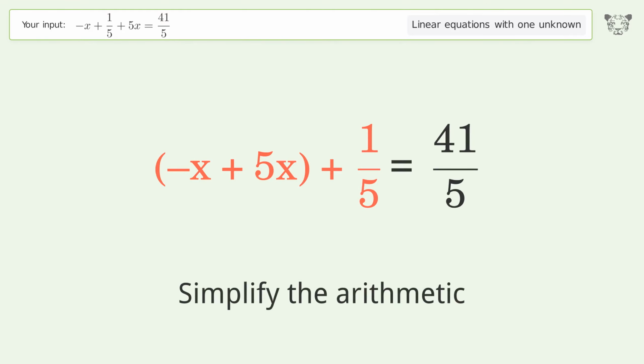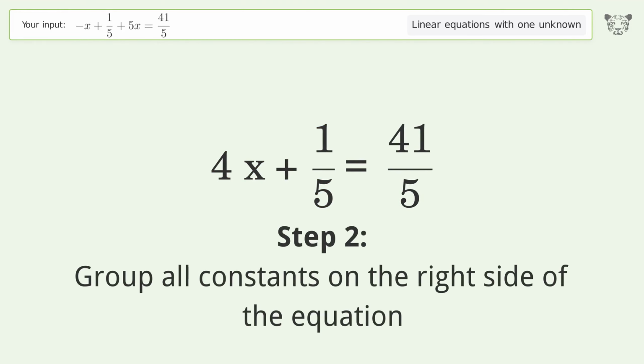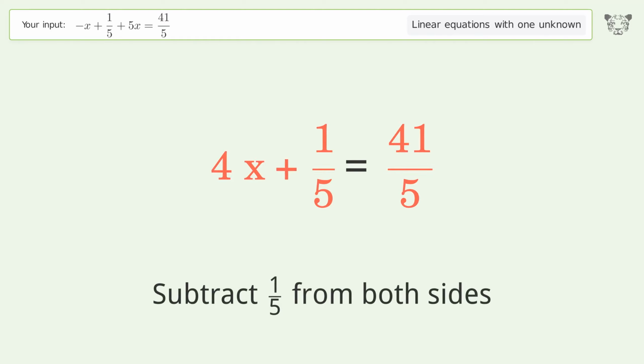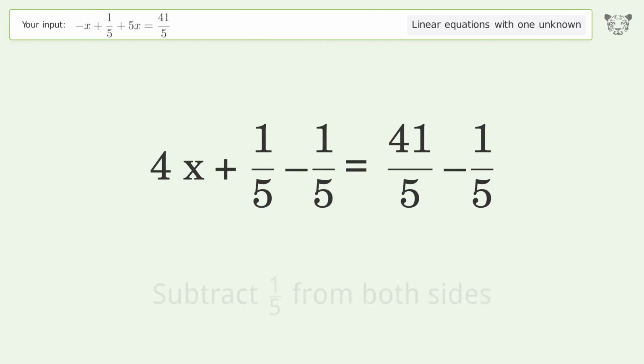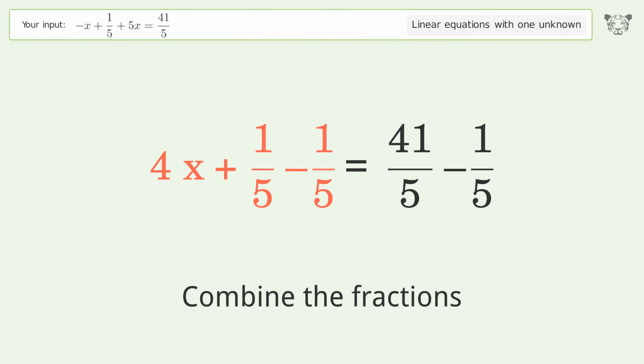Simplify the arithmetic. Group all constants on the right side of the equation. Subtract 1/5 from both sides. Combine the fractions.